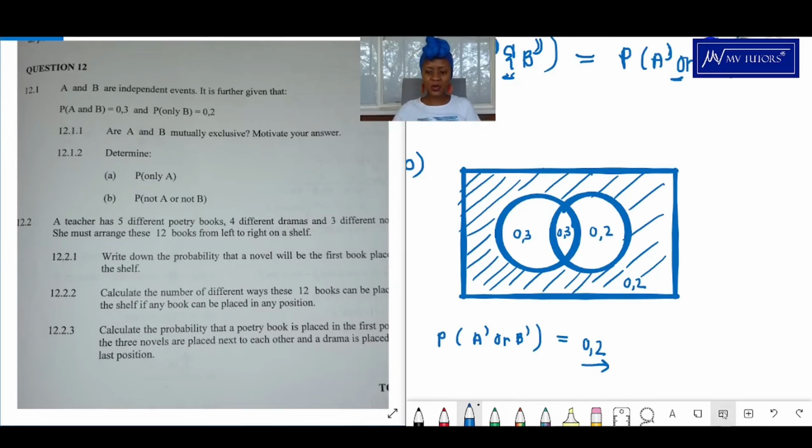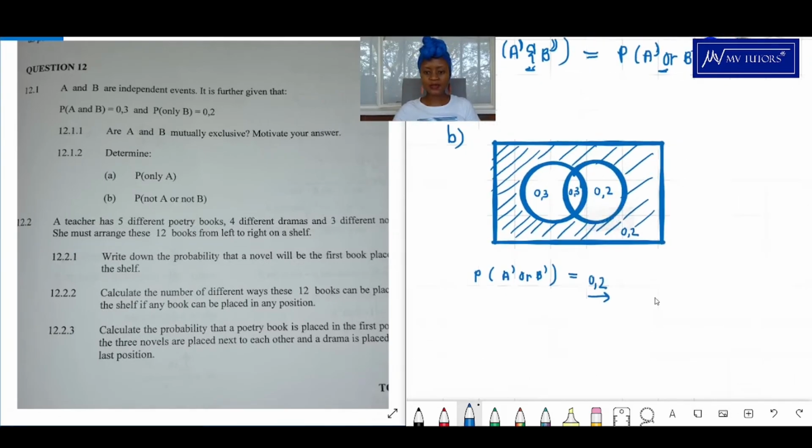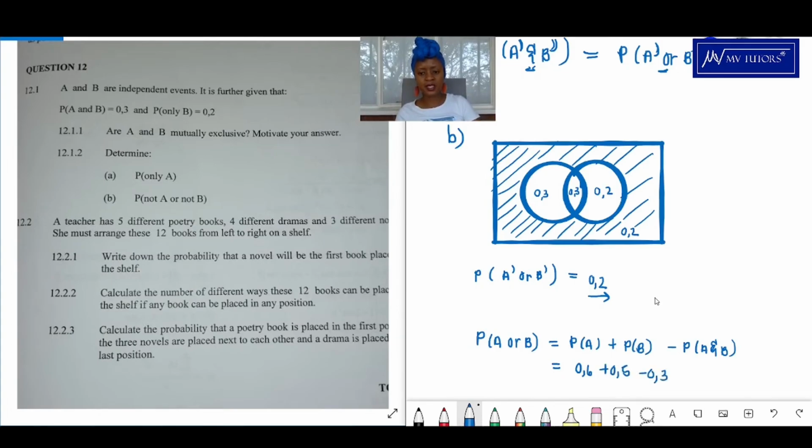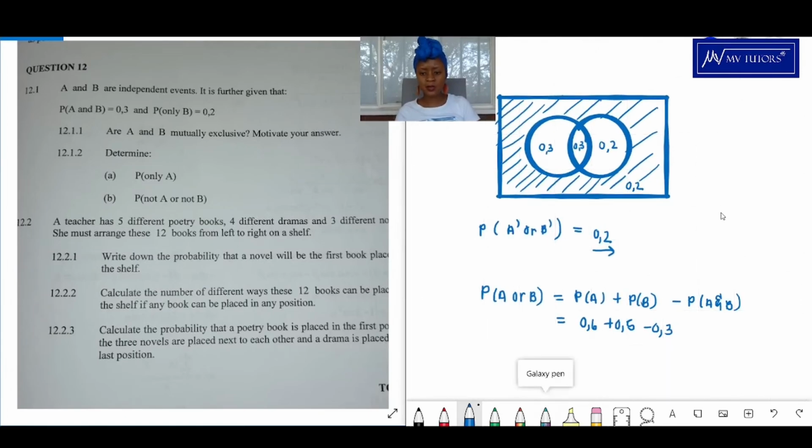Okay, another way of doing it, you would have said, what is the probability of A or B? Okay, that'll just be the probability of A plus the probability of B minus the intersection. Then we know probability of A, that's 0.6, probability of B, that's 0.5, minus the intersection, that's 0.3. So 0.6 plus 0.5, that is 1.1. 1.1 minus 0.3, that's 0.8.